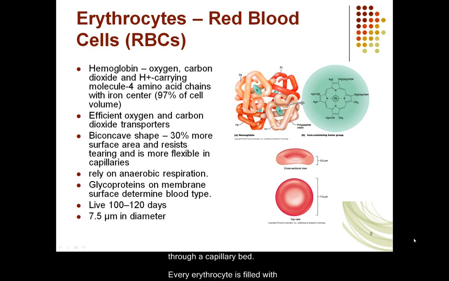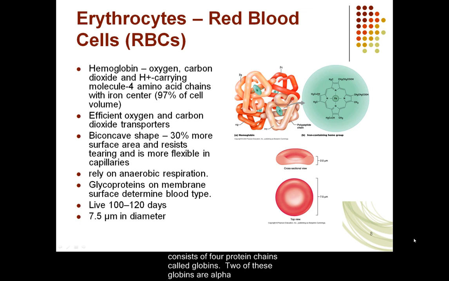Every erythrocyte is filled with approximately 280 million molecules of a red pigmented protein called hemoglobin. Hemoglobin transports oxygen and carbon dioxide and is responsible for the bright red color of arterial blood. When blood is maximally loaded with oxygen, it is called oxygenated. When it has lost some oxygen, it is called deoxygenated. Deoxygenated blood is dark red but appears as blue when observed through the skin.